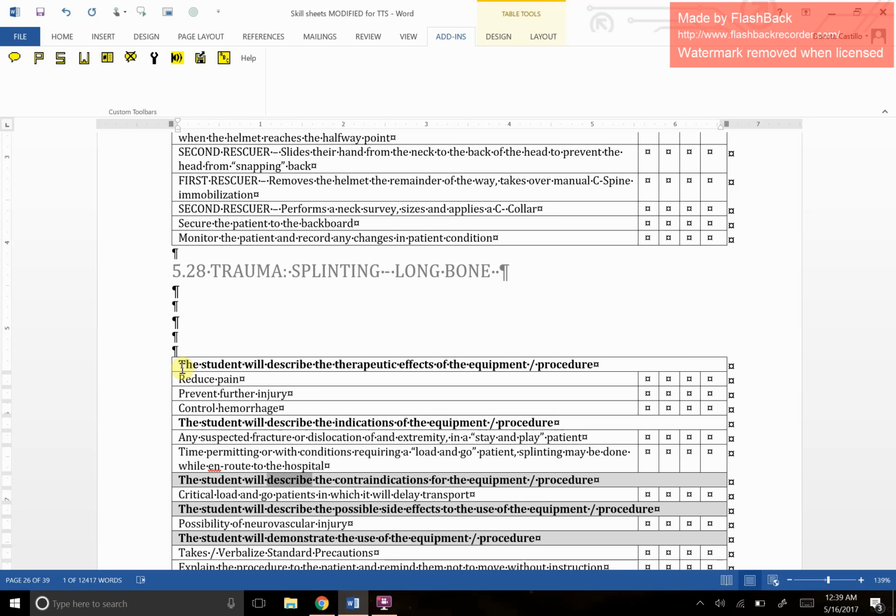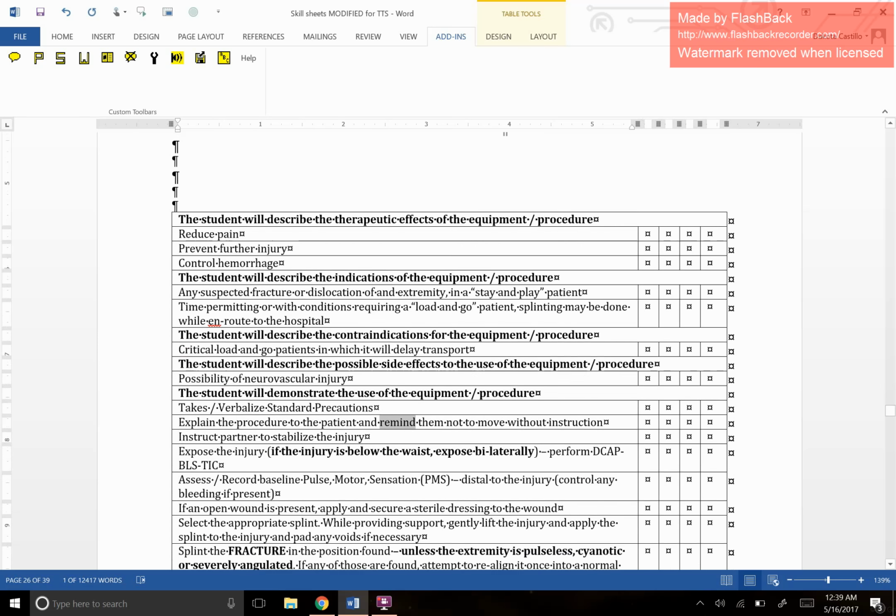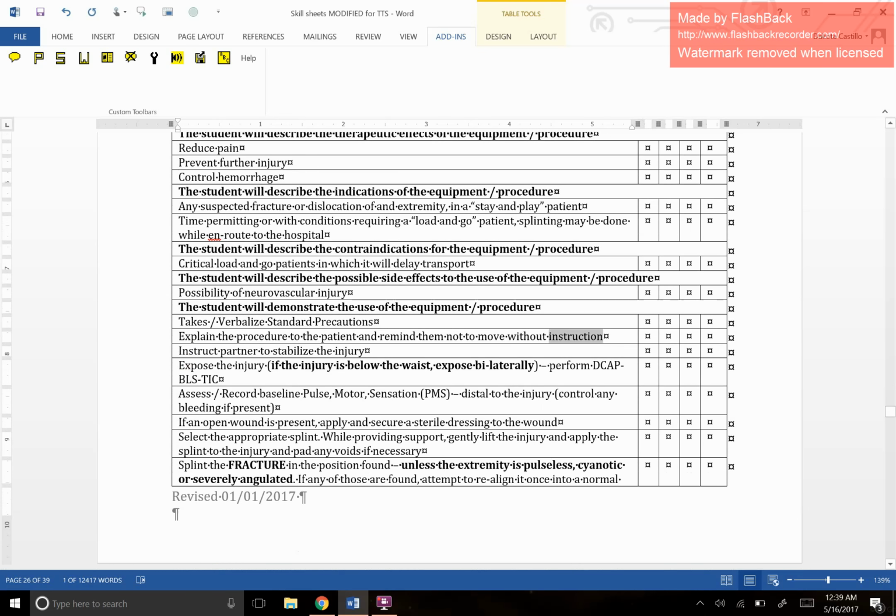The student will describe the contraindications for the equipment/procedure. Critical load-and-go patients in which it will delay transport. The student will describe the possible side effects to the use of the equipment/procedure. Possibility of neurovascular injury. The student will demonstrate the use of the equipment/procedure. Takes/verbalizes standard precautions. Explain the procedure to the patient and remind them not to move without instruction.